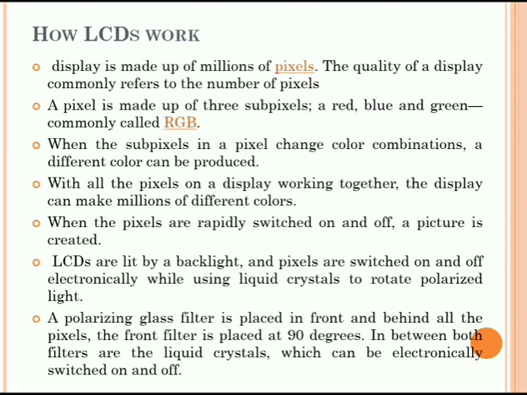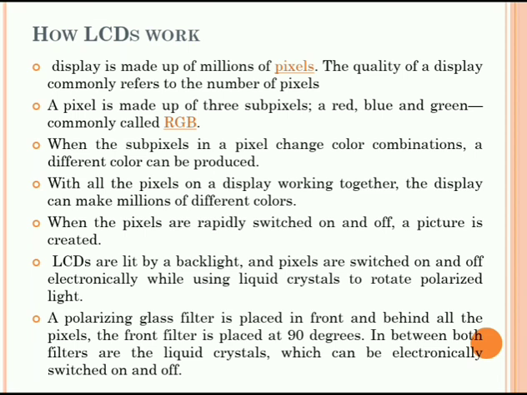Now we have seen the introduction to the LCD and what the structure of the LCD is. Now let us see how LCDs work. In the LCD, the display is made up of millions of pixels. The quality of a display commonly refers to the number of pixels. A pixel is made up of three subpixels, red, blue and green, commonly called RGB.